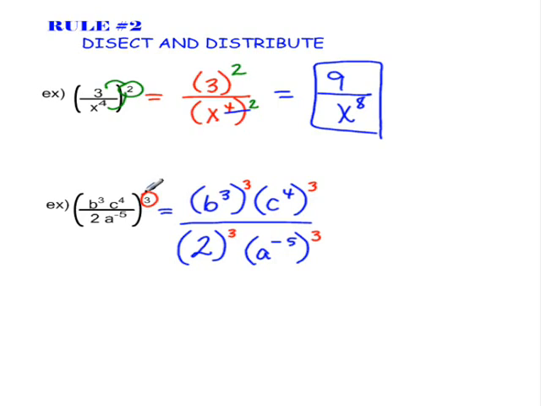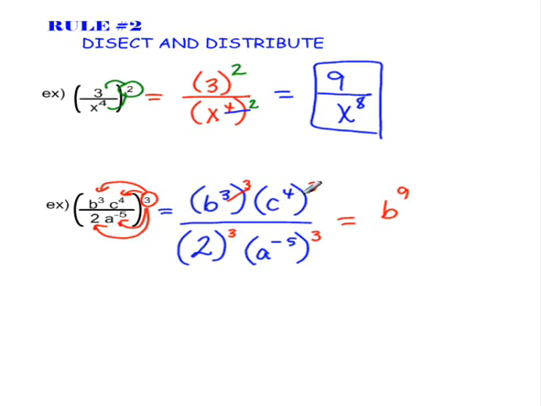Dissect and distribute. Goes to every little thing that's there. This is a lot easier seen if you write it out. So let's go with it one at a time. b to the 3rd raised to the 3rd power. Power to power means to, you got it, multiply. 3 times 3 is 9.